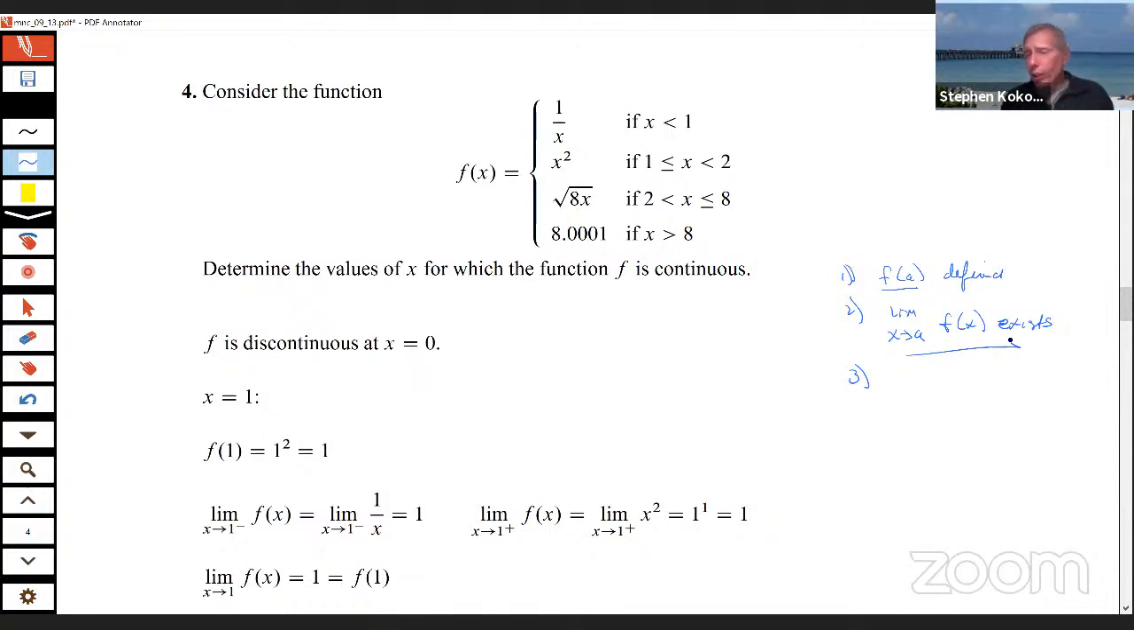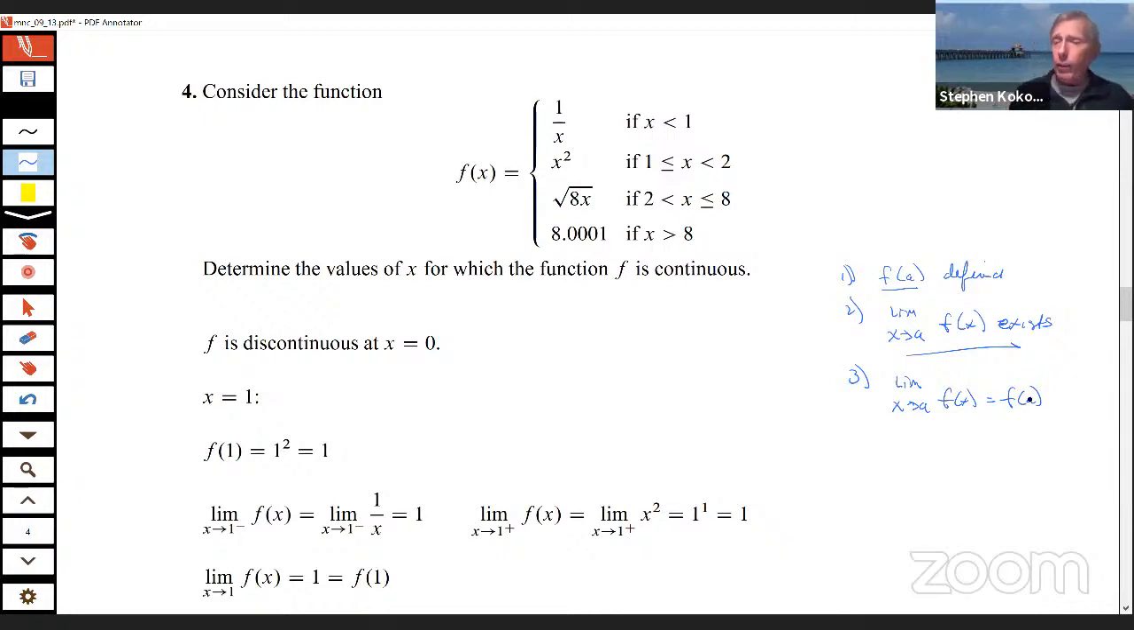Now, some people just talk about continuity in terms of this last step, and that's fine too: the limit as x goes to a of f of x equals f of a. That third step does in fact encompass the first 2. But for my money, I like parsing this out and looking at these 3 things separately. So let's take a quick peek at this one. Find all the values for which this function is continuous.